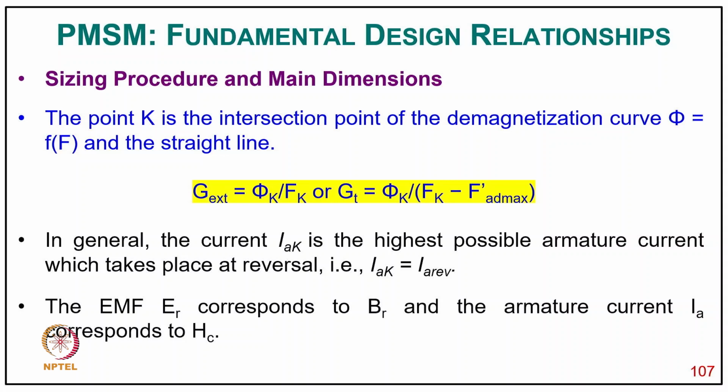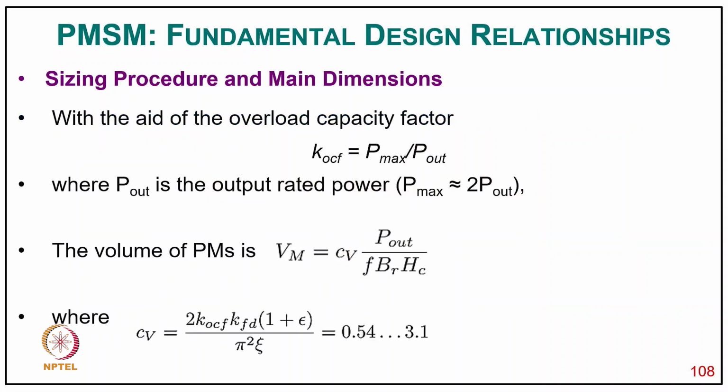So G external equal to phi K upon Fk, and Gt equal to phi K divided by Fk minus F add max dash. In general, the current Iak is the highest possible armature current, which takes place at reversal, that is Iak equal to Ia reversal, and the EMF Er corresponds to Br, and the armature current Ia corresponds to Sc. So with the aid of overload capacity, k equal to Pmax upon Pout, where Pout is the output rated power, Pmax is approximately twice Pout.